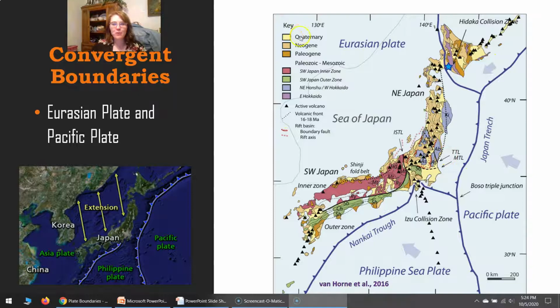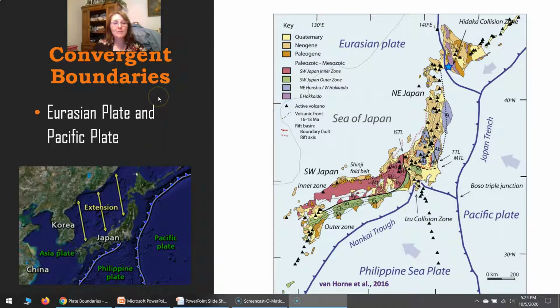This is kind of a cool map. It also shows you the age of these rocks. So this is a quaternary rock, a neogene, and a paleogene, and I just thought that was kind of fun, so I thought I would point it out to you. So basically part of the Eurasian plate is moving this way, and then since the Pacific plate is moving this way and the Philippine plate is moving this way, you get a lot of activity there.